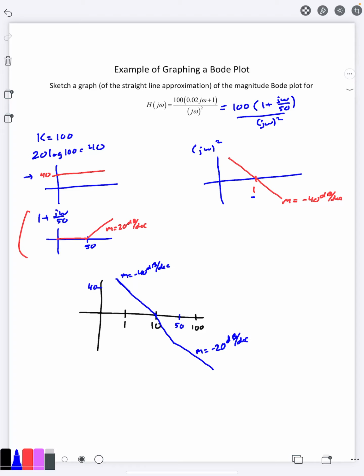Now, I didn't draw it that well. It looks like the slope changes at 10, so maybe I'll go ahead and try to redraw this a little bit here, just to do the best that I can. So it's going to start out with a slope of negative 40 and then become a slope of only negative 20 when we reach the point at 50. And so this is what the Bode plot would look like for this particular transfer function.